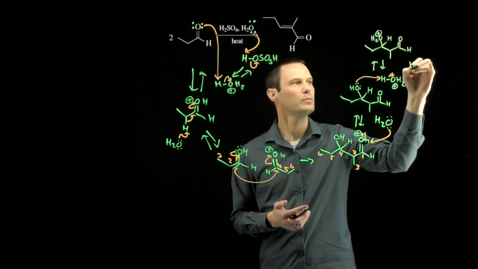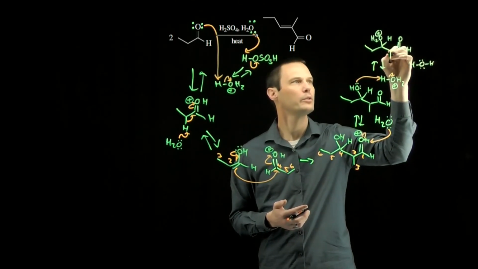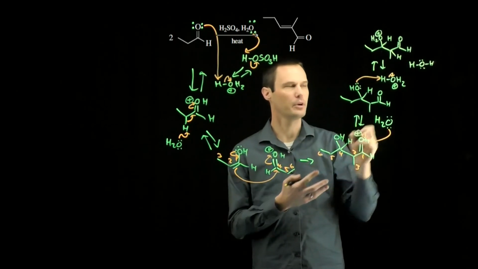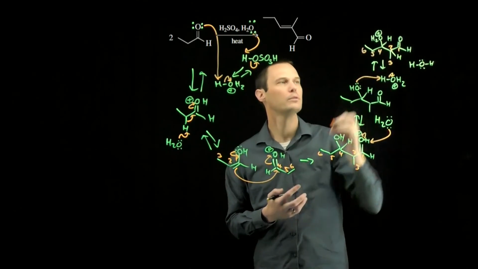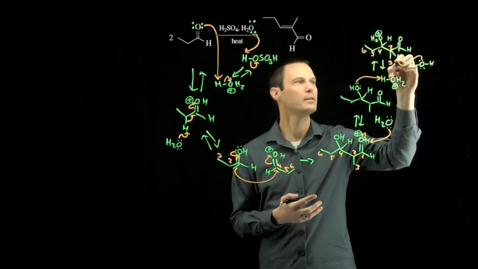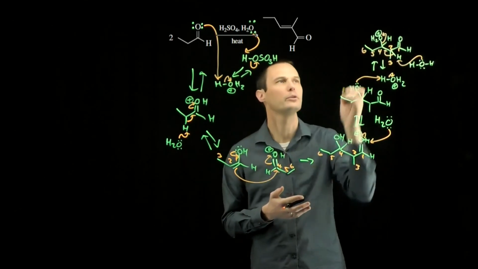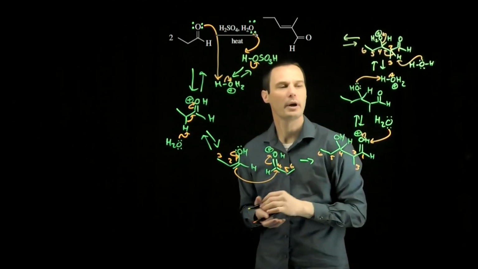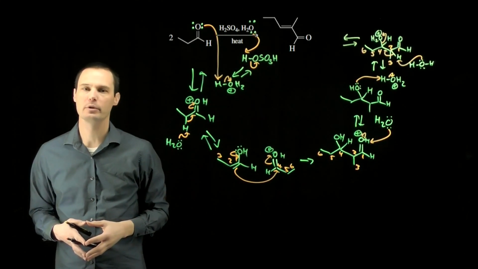And then we can use one more molecule of water to remove this alpha hydrogen from carbon number 2 to form the pi bond between carbon number 2 and 4, kicking out water as a leaving group. That will form our final product. This is the mechanism for this acid-catalyzed aldol dimerization reaction.